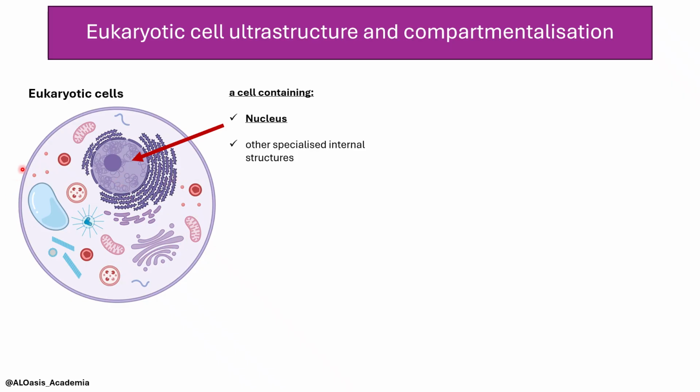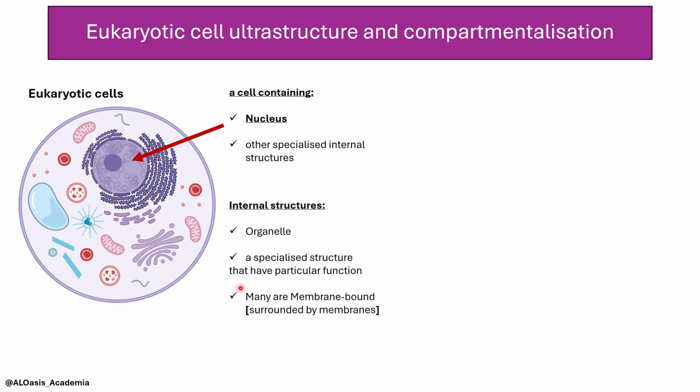And then we have the other specialized internal structures. What do I mean by specialized internal structures here? Each of these internal structures we call organelles. Okay, so each of them is called an organelle. And an organelle is a specialized structure that is found inside the cell and has a particular function. Each of these organelles inside the cell has a specific role and a specific function that it is playing within the cell.